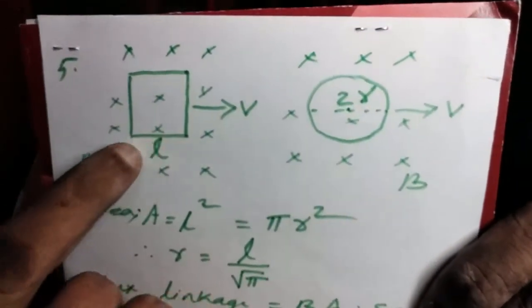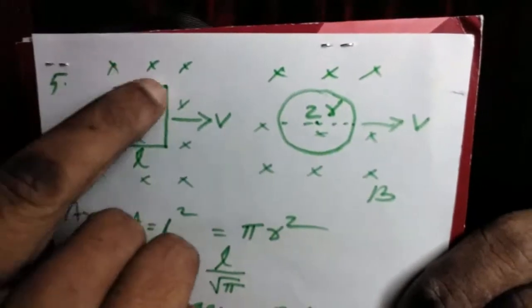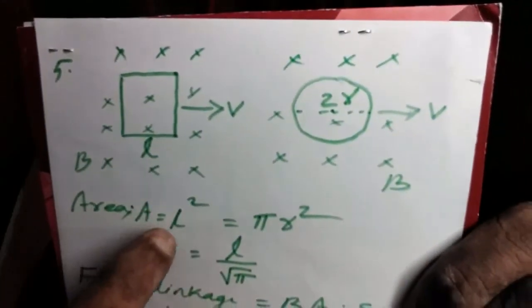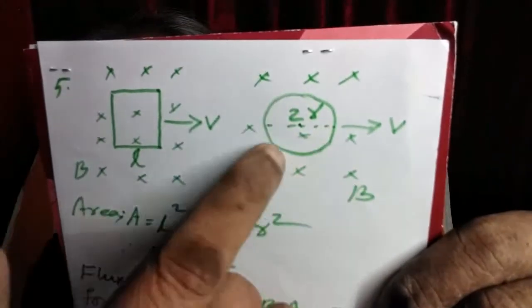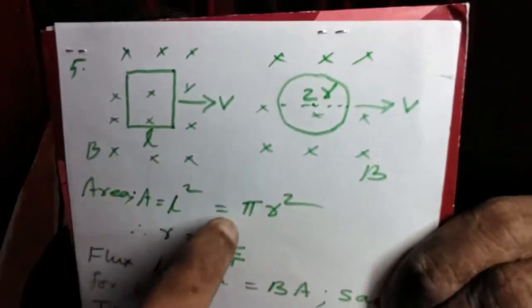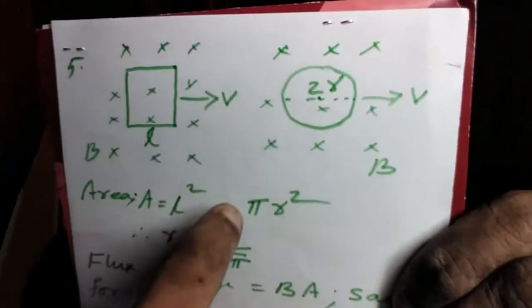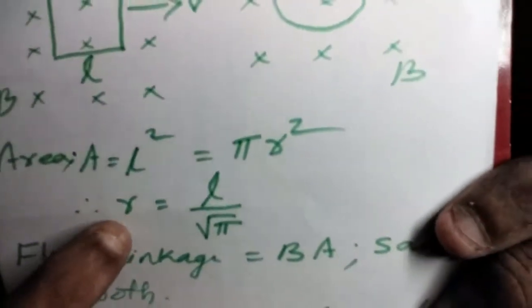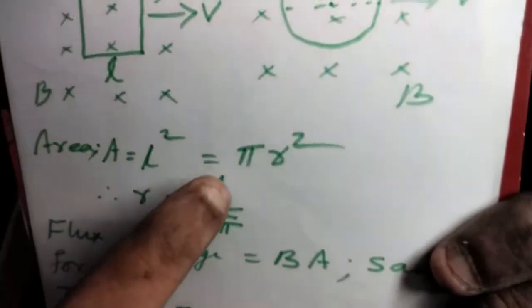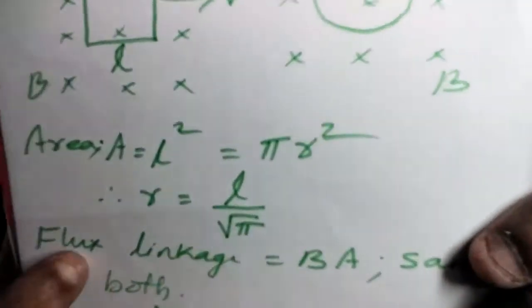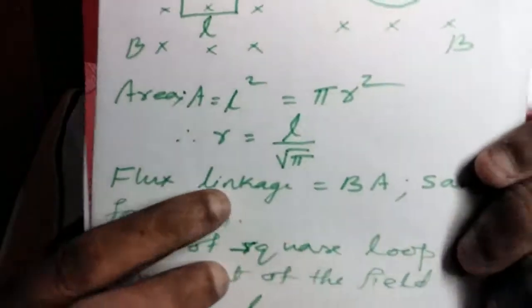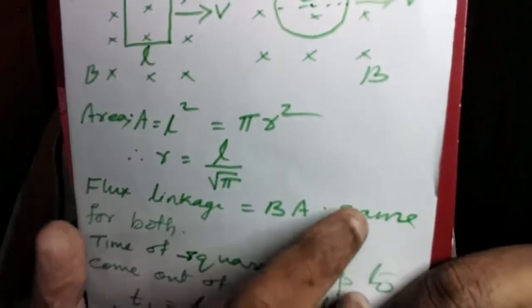The length of each side of the square loop is L, so that its area A equals L square. The area of the circular loop, if the radius is r, is pi r square. Equate the two areas: L square equals pi r square, from which the radius of the circular loop r equals L by root pi. Now, since B and A are equal, the flux linkage phi equals BA, the same for both.